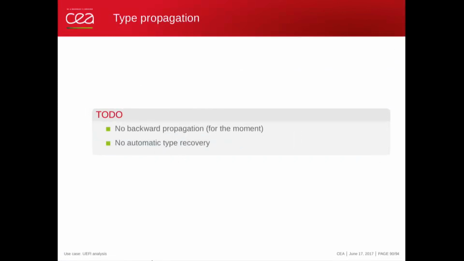Okay, this is an example of type propagation, but there are other domains that we are working on, for instance intervals of values and tainting. But we don't do, for now, automatic type recovery or backward propagation, but we are still working on it.